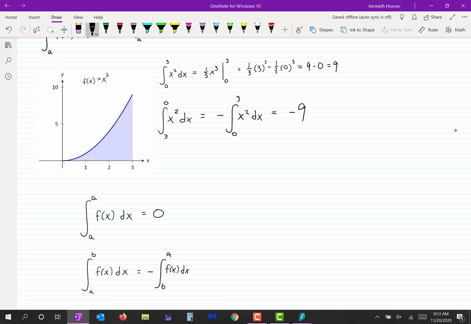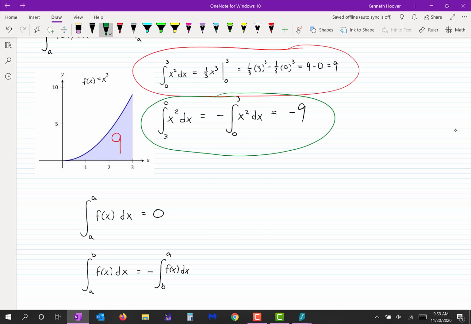So how does that square with the idea that we said earlier? There's 9 square units of area here. And that makes sense if you look at this. But how does that make sense if you look at this?